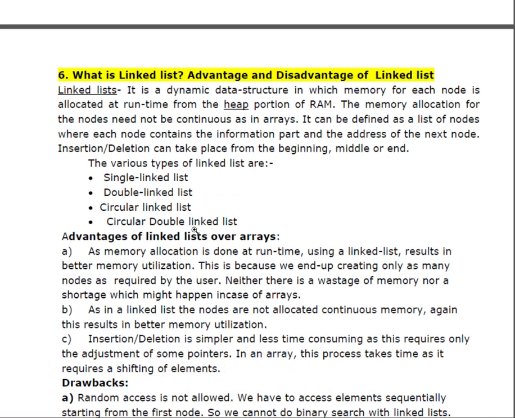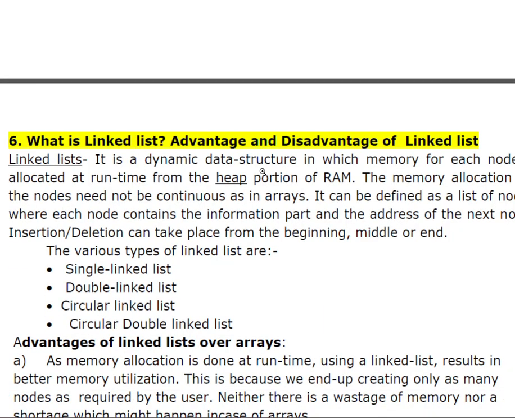Coming to the next question: what is a linked list? Advantages and disadvantages of a linked list. A linked list is a linear data structure. It is a dynamic, linear data structure in which the memory of each node is allocated at runtime from the heap portion of the RAM. You have to remember this heap portion of the RAM.